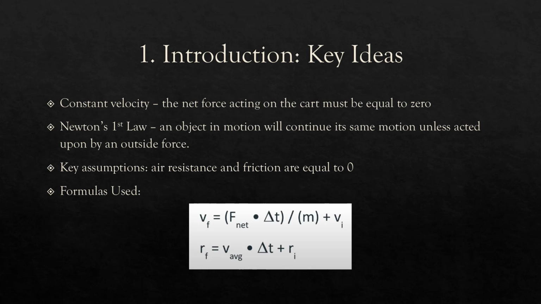This lab investigates the motion of a rolling cart with constant velocity. According to Newton's first law, in order for an object to have constant velocity, the net force on the object must be equal to zero. In this lab, we assume that air resistance and friction do not act on the cart, so the net force on the cart is zero. The formulas I use for the lab are derived from Newton's second law to give a velocity update formula and a position update formula, based on the initial conditions, net force, average velocity, and delta t.